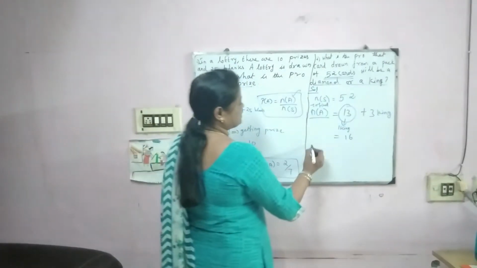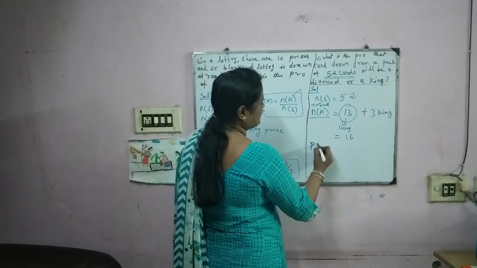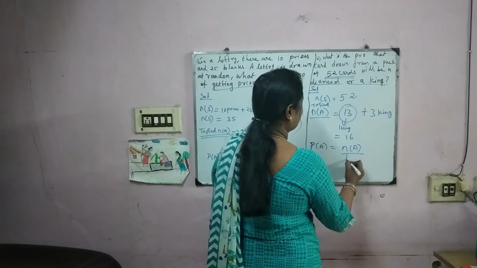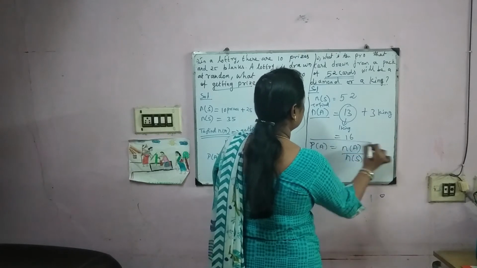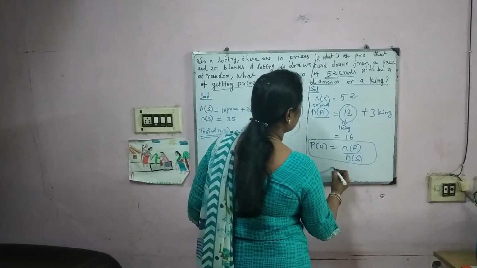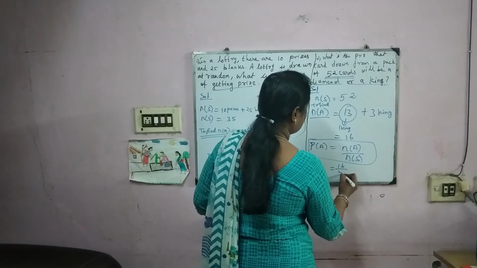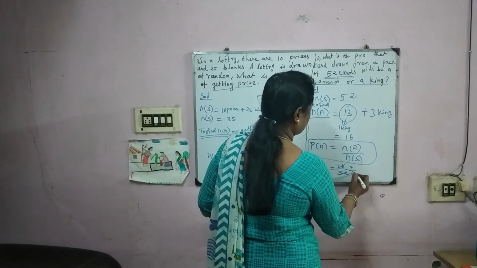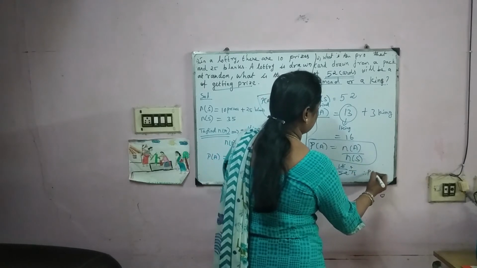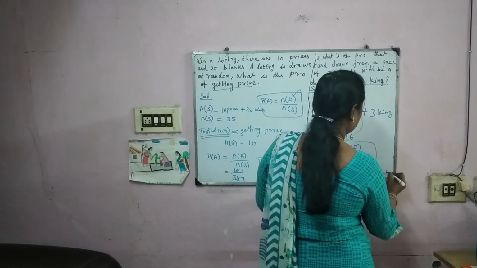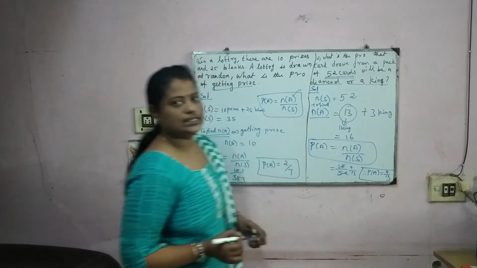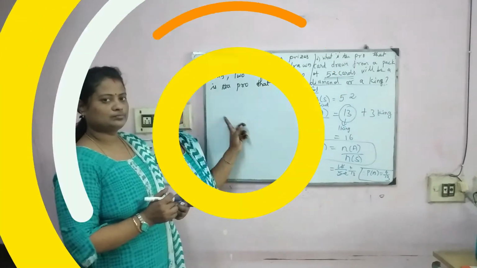Now the probability. The P of A formula we know is N of A divided by N of S, the favorable number of outcomes divided by the total number of outcomes. So 16 by 52. Use the 4 table: 4 times 4 is 16, 4 times 13 is 52. Therefore, our P of A will be 4 by 13. Have a look.